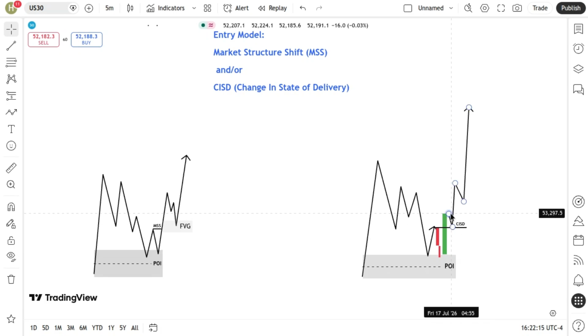So that's when we could either enter on the validation of that order block, or we can wait for price to come down, tap the order block, and continue higher.